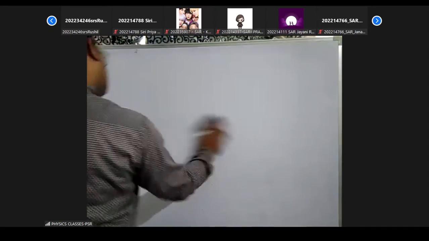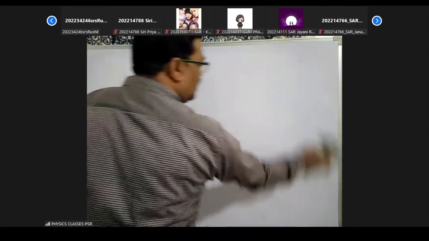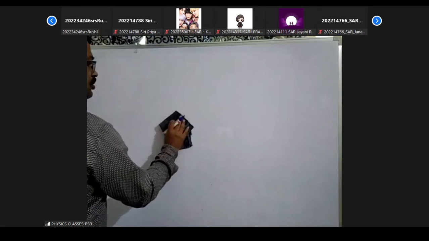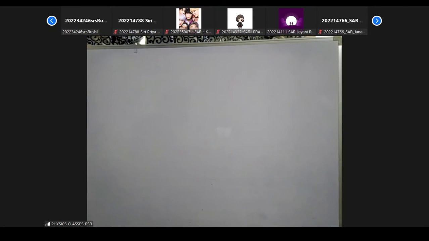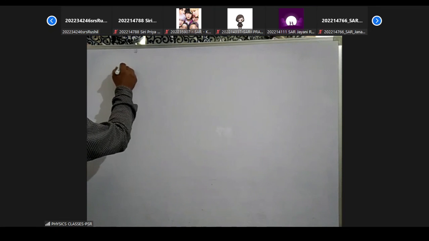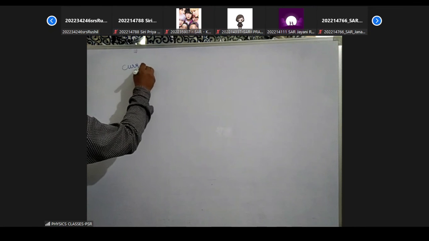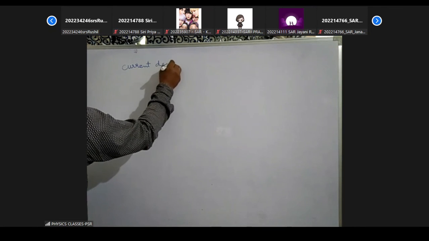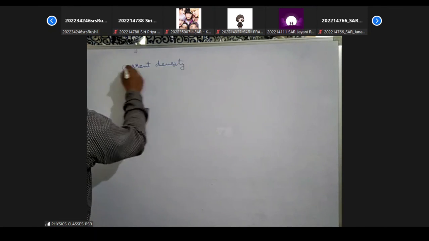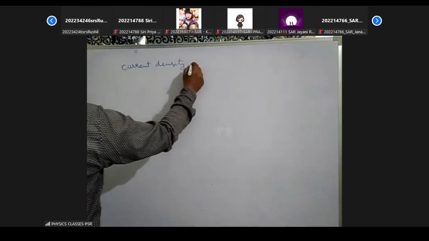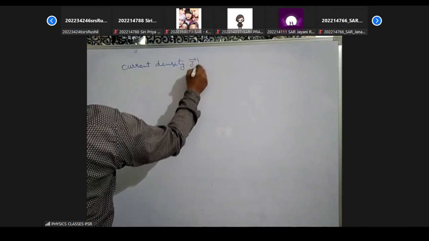Because it is always normal to the area of cross section. It obeys the laws of vector addition. So it is a vector, even though current is a scalar. That is important. So note down the side heading: current density. This is denoted by J bar.